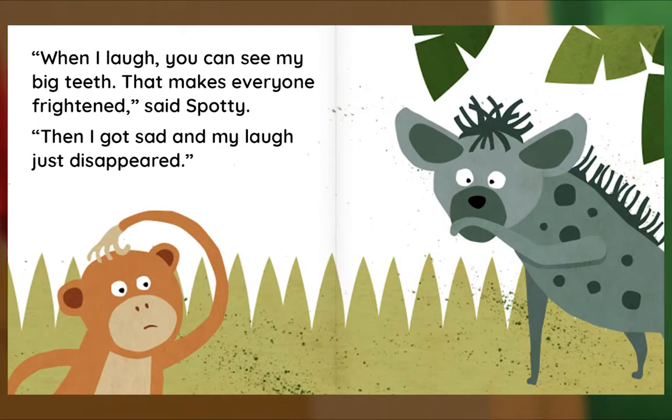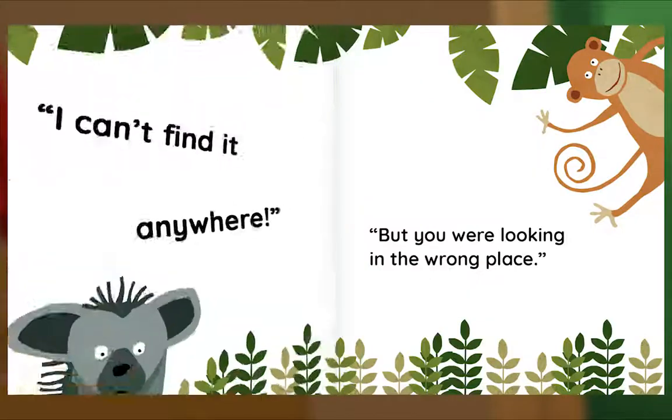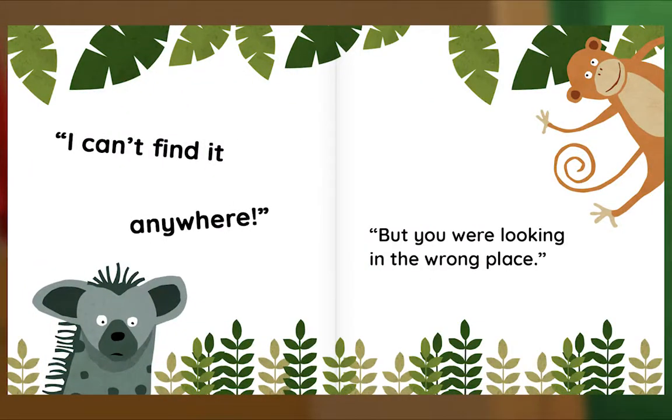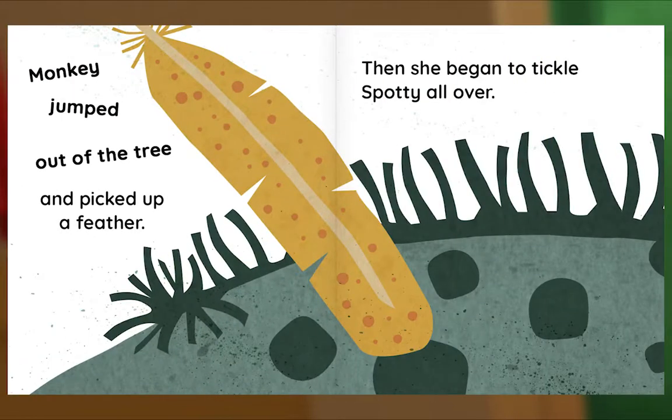When I laugh, you can see my big teeth. That makes everyone frightened, said Spotty. Then I got sad and my laugh just disappeared. I can't find it anywhere. But you were looking in the wrong place. Monkey jumped out of the tree and picked up a feather. Then she began to tickle Spotty all over.